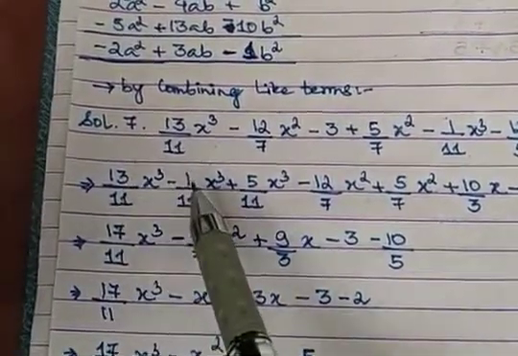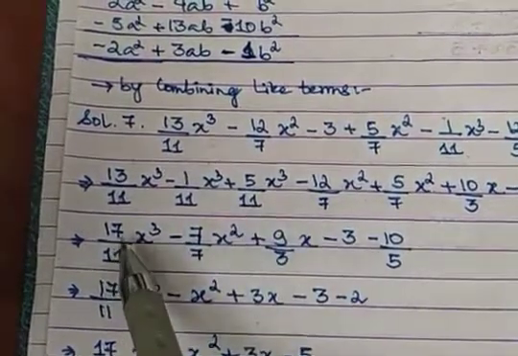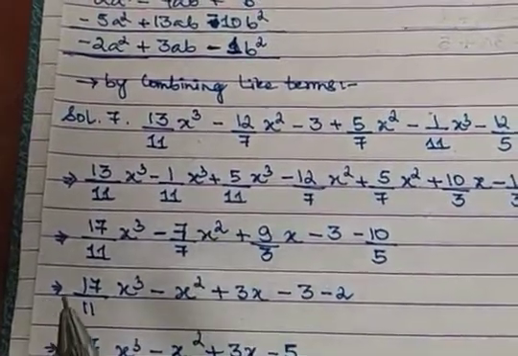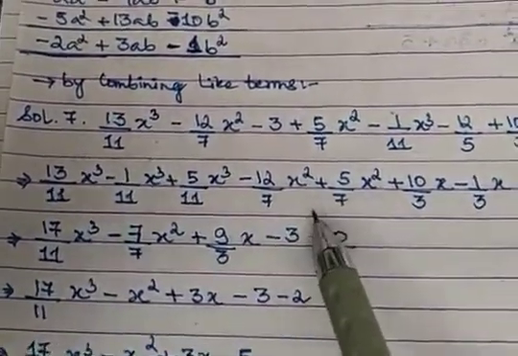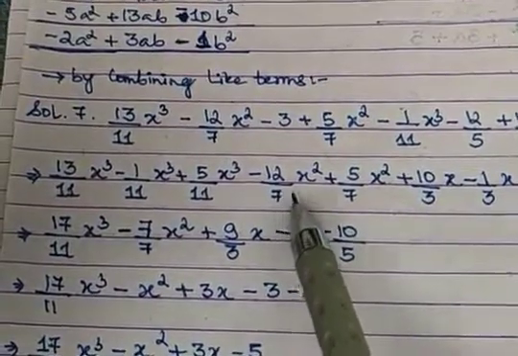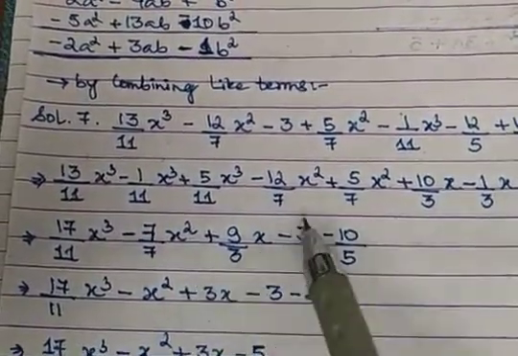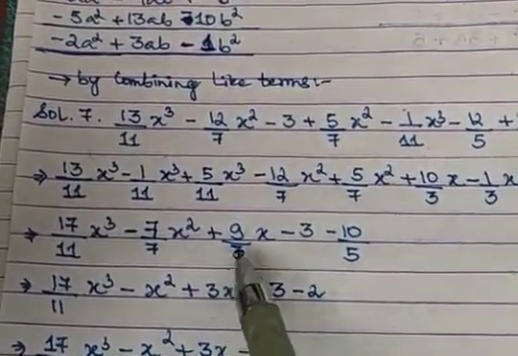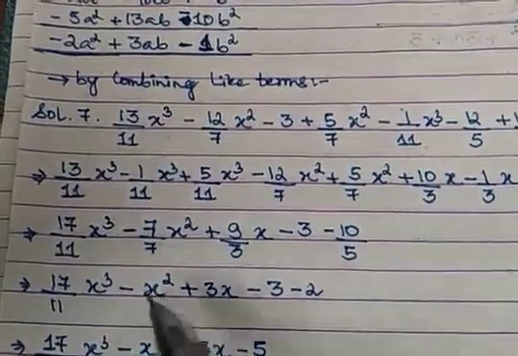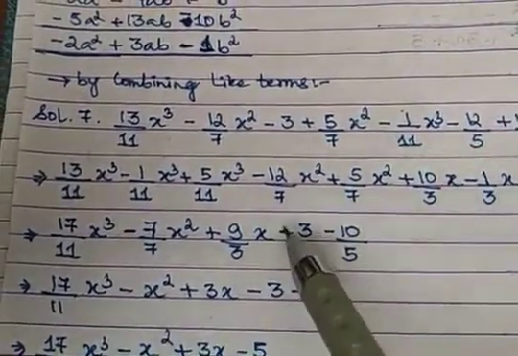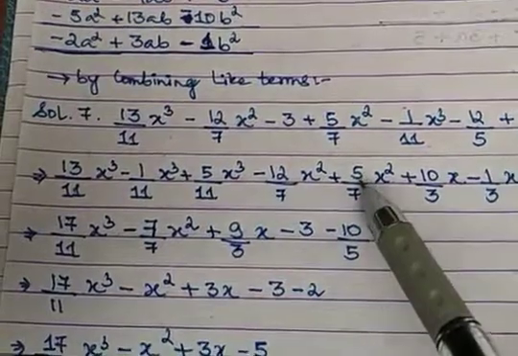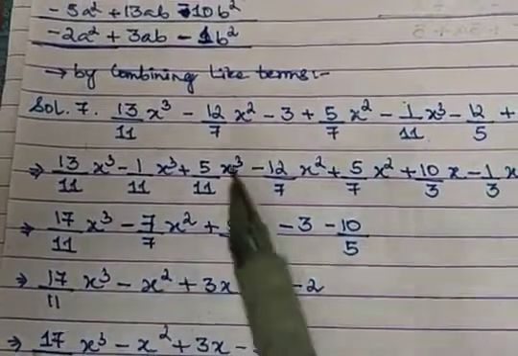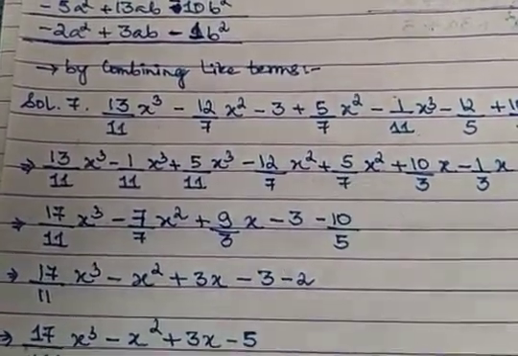So 13 minus 1, it is 12. 12 plus 5, it is 17. So we have 17 by 11 x cubed. The variable remains same. So we are done with the first term, see. Now for the second term, again what I got to see is the fractional forms, and they are like fractions again. So it is easier for like fractions, you can directly operate the numerators. Again, minus 12 plus 5, so we'll have minus 7, isn't it? The sign of greater number follows, so it is minus 7 by 7 x squared. So we are done with the second one as well.